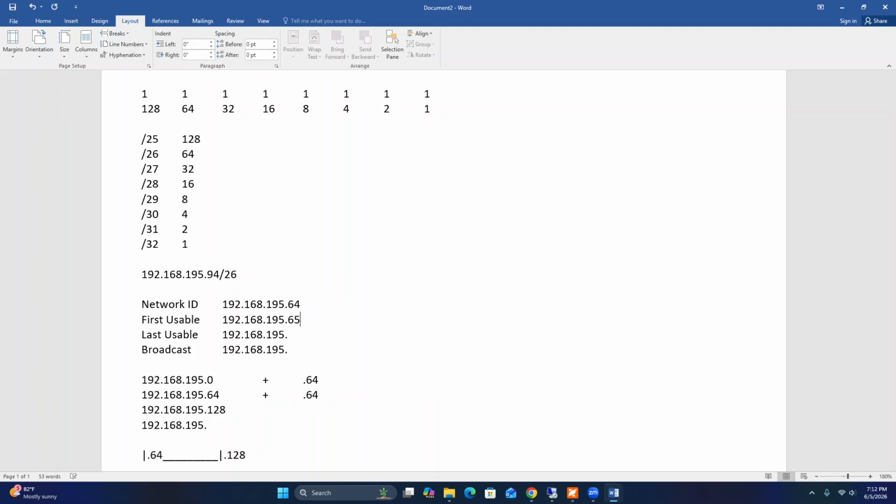Your first usable is going to be a .65. Broadcast has to be one less than the next network ID, which is going to be .127. And the last usable will always be one less than the broadcast, which will be a .126. Now, if you notice, network ID is always going to be an even number. First usable is always going to be an odd. Broadcast is always going to be an odd. The last usable is always going to be an even.